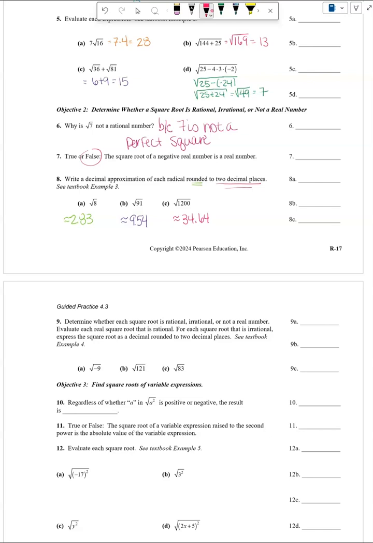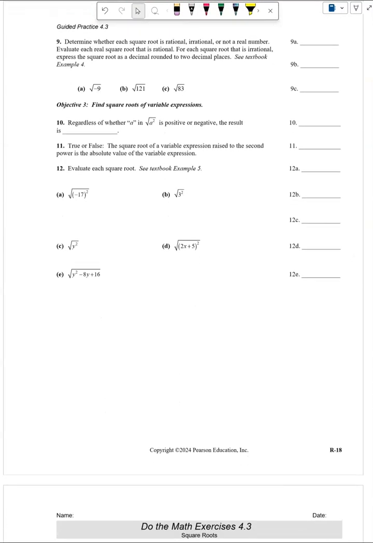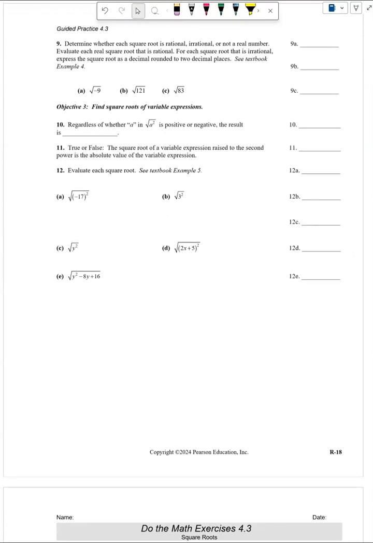Okay. Now let's determine whether the square root is rational, irrational, or not a real number. It says evaluate each real square root that is rational. For each square root that is irrational, express the square root as a decimal rounded to 2 places. Okay, that's our instructions.